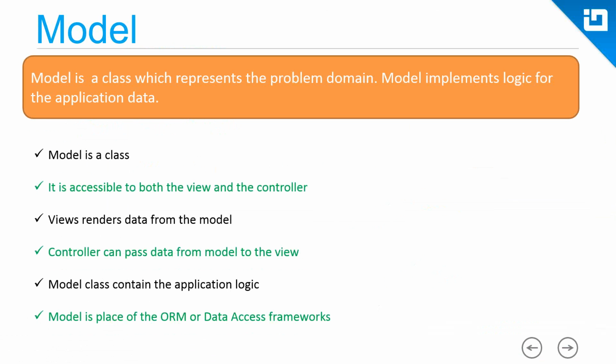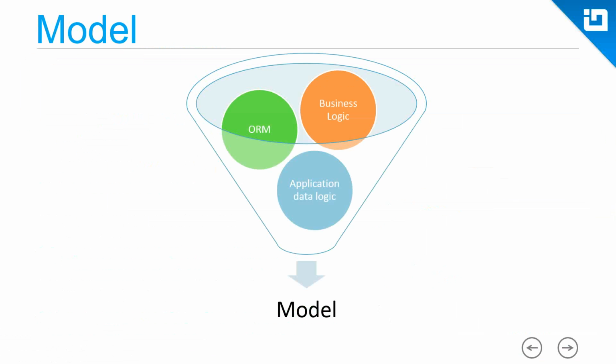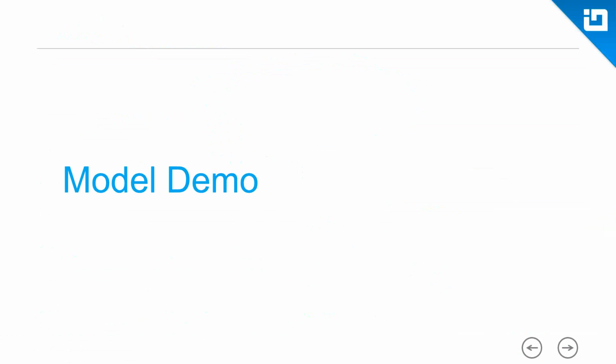It contains the business logic and application data, and the controller talks to the model, and it then sends the data back to the view, which gets rendered to the user in their browser. So mainly the model contains the ORM, application data logic, and business logic. So very quickly, let us go ahead and create a model.